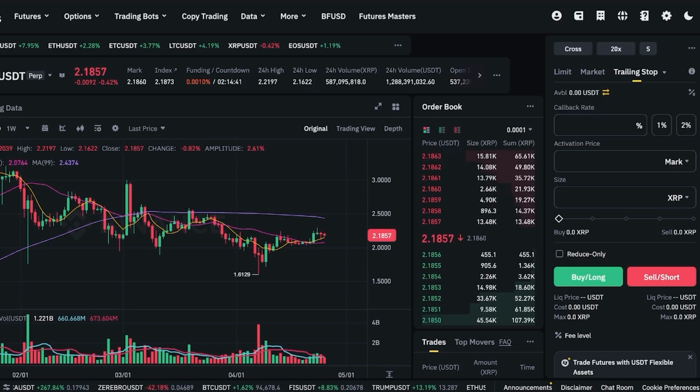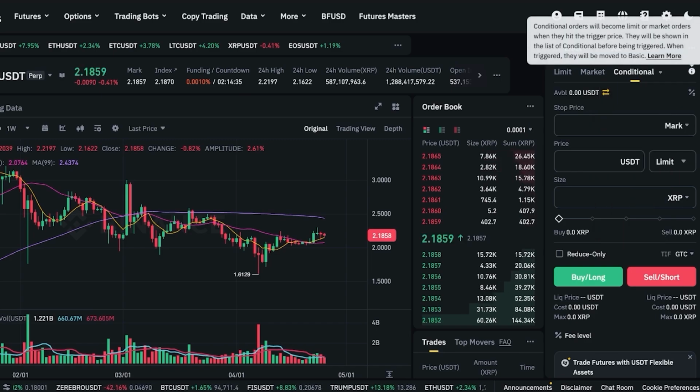Then you also have your conditional orders. So this will become a limit or market order when they hit a certain trigger price, and then they will be shown in the list of conditional orders before being triggered. When triggered, they will be moved to basic. So let's say I only want to trigger at a certain price point. Let's say I want to buy XRP when it hits $1. I would put in the conditional pricing, and after that it would become a limit or a market order. And this just helps you in setting up your own boundaries to how you want to be executing trades.